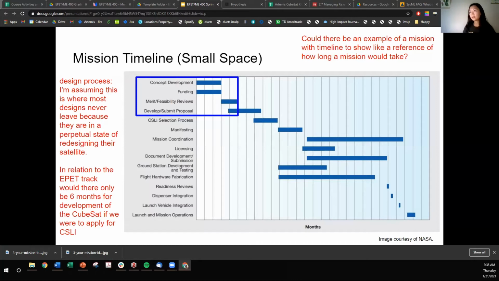And then the other question is, in relation to the EPET track, would there only be 6 months for development of the CubeSat if we were to apply for CSLI? The CSLI proposal is due in November, typically. I think because of COVID last year, the proposal was due mid-December. But think about it, right now it's almost the end of January, so we have about 10 months to really flesh out the concept and design, and I think we'll have time to do some playing with hardware.